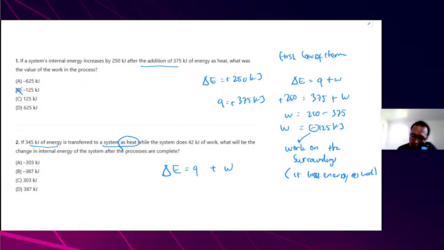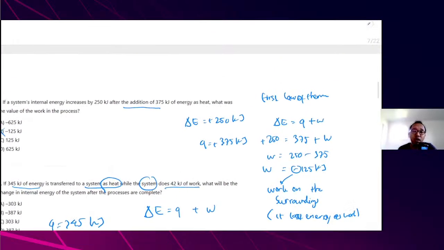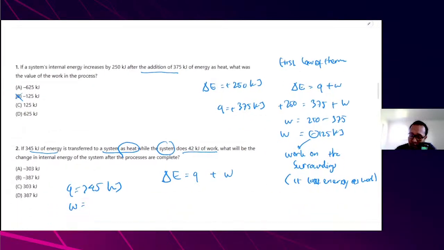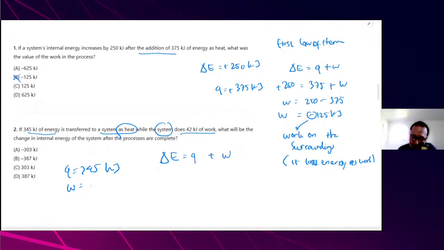As you can see, Q is 345 kilojoule. While the system does work, so W is 42 kilojoule. What will be the change in internal energy of the system after the process is complete?